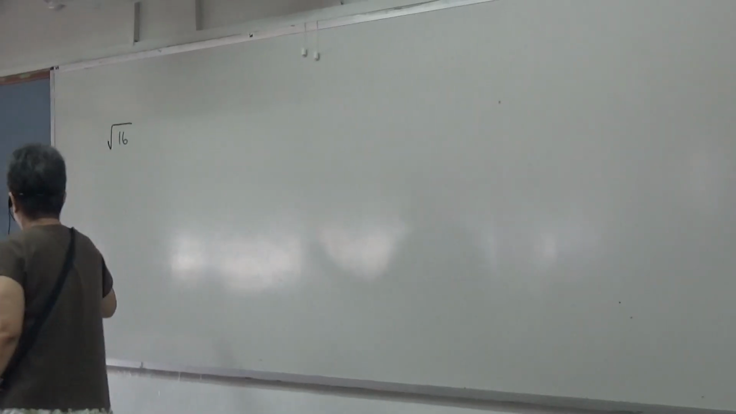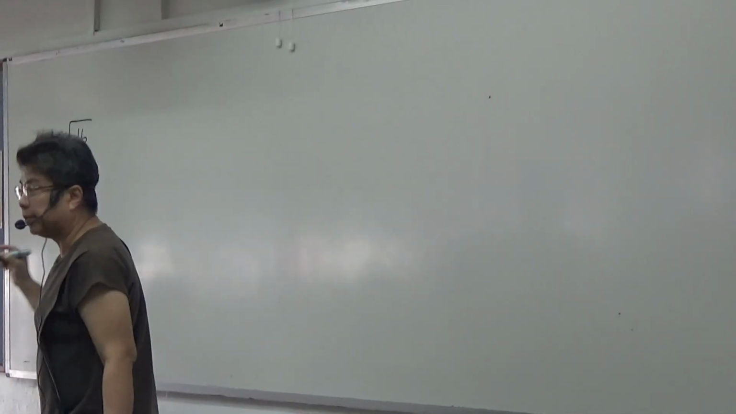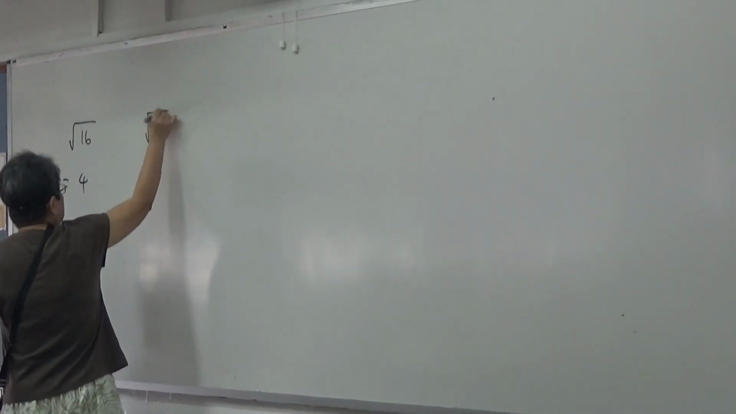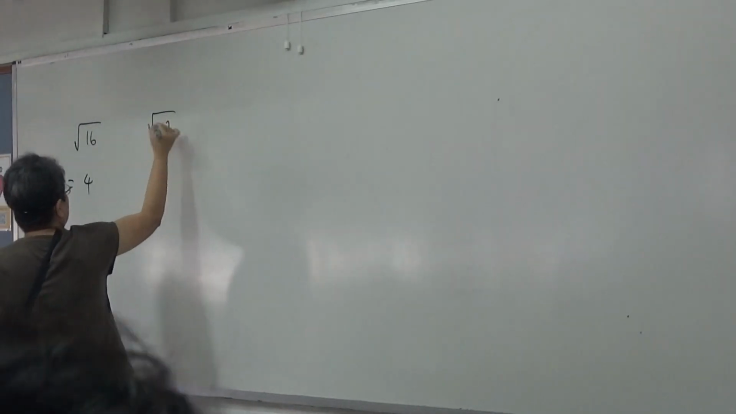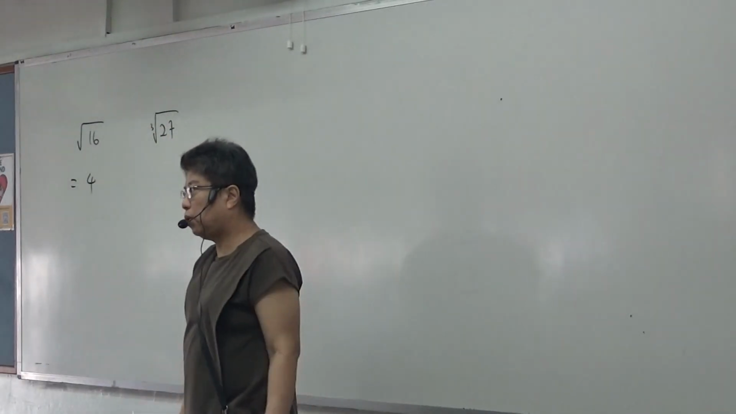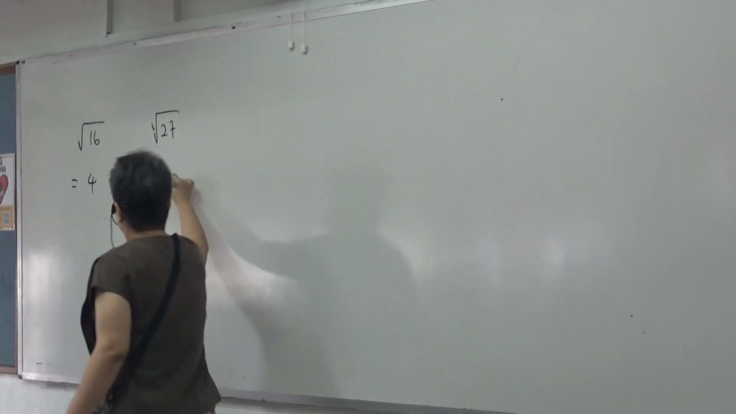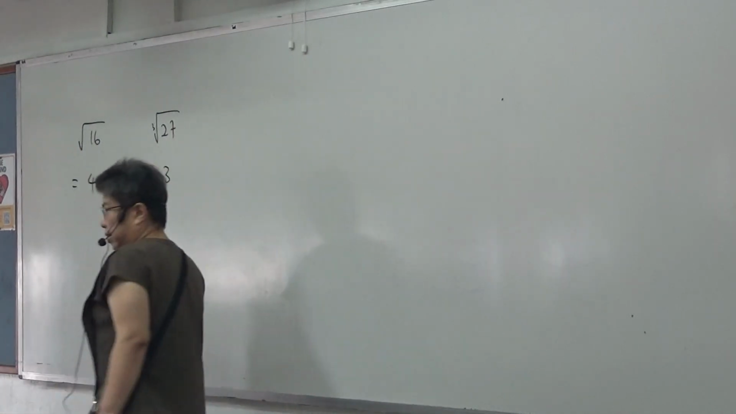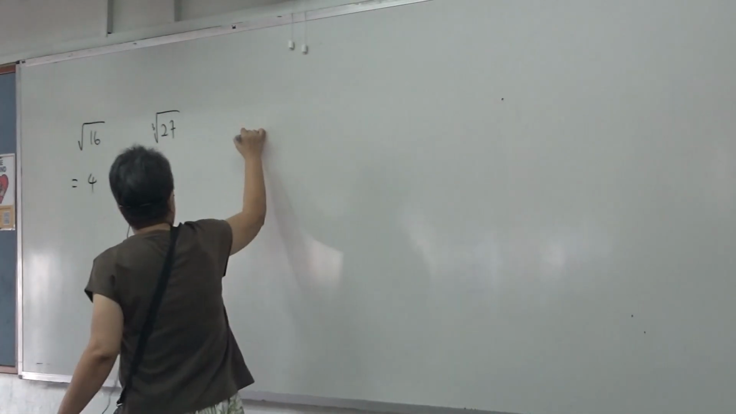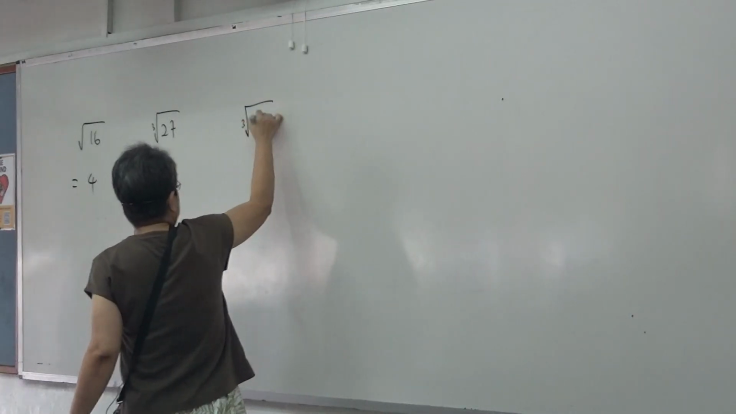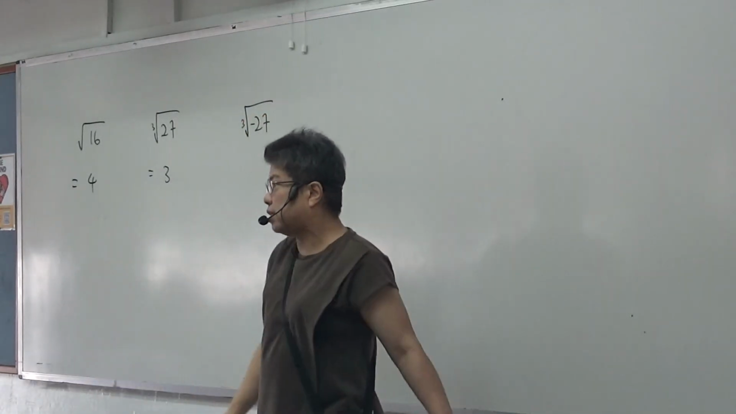Right? So, the square root of 16 is just 4. Am I right to say that? Okay. This is the cube root of what? 27. The answer is what? 3. Now, what is the cube root of negative 27?